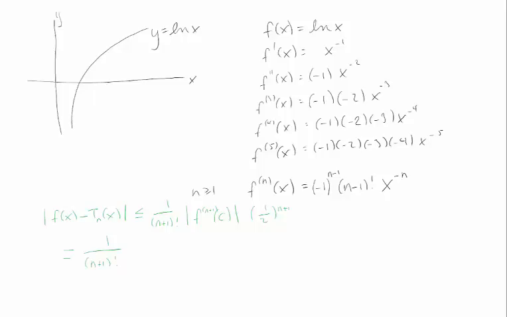Now notice when I was figuring out my derivative, I used n. This is n plus 1. So every time I see an n, I'm going to put in an n plus 1. I'm taking the absolute values, so this minus 1 goes away. N minus 1 becomes n plus 1 minus 1, which is just n. And c to the minus n becomes c to the minus n plus 1. Now I'm just going to clean this up a little bit. I'm going to put that n factorial on top.